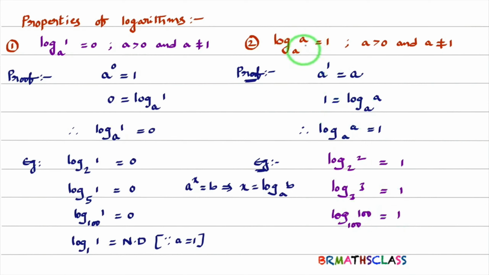And you remember that here a must be a positive real number and a not equal to 1. For example, log 1 base 1. What is its value? Can we write it as 1? No. Here the base value is 1, but as per this formula, the base value cannot be equal to 1. The value of log 1 base 1 is not defined.